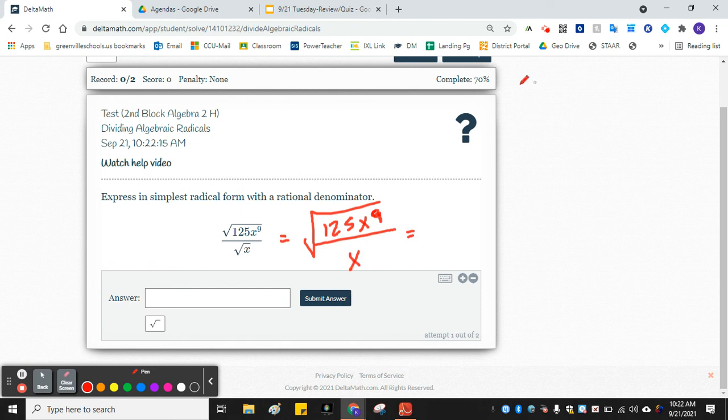9 x's is on top, 1 on bottom. The 1 will cancel out. One on bottom, so this one cancels out with this one, so now I'm left with 8.